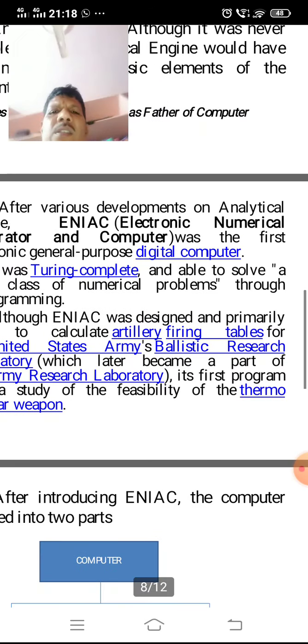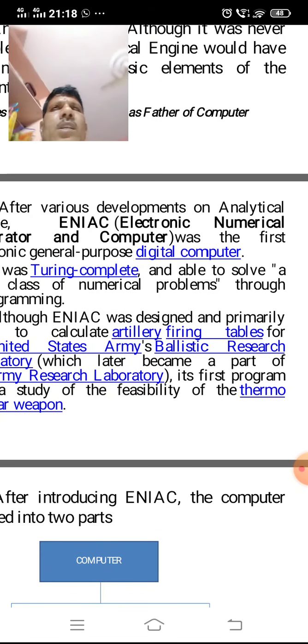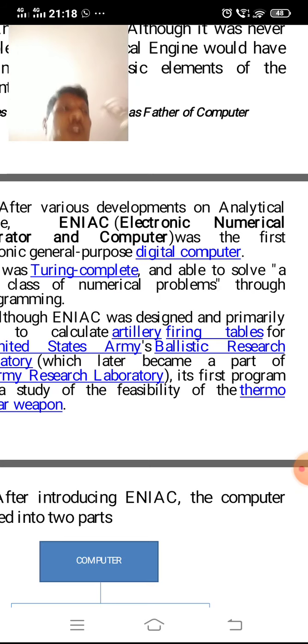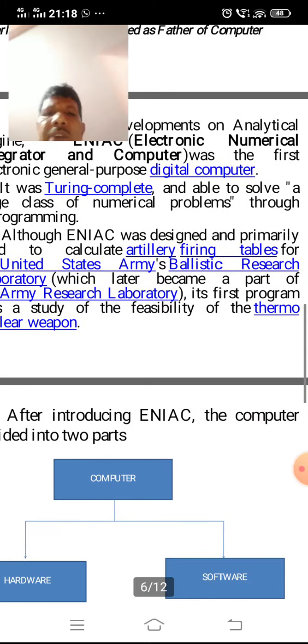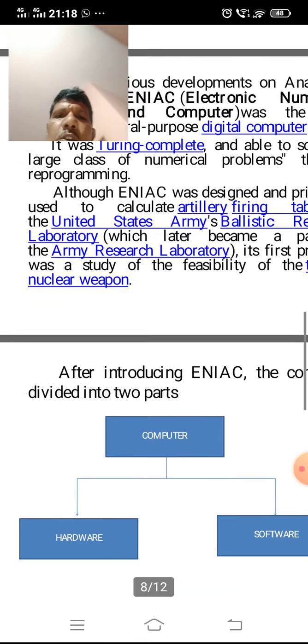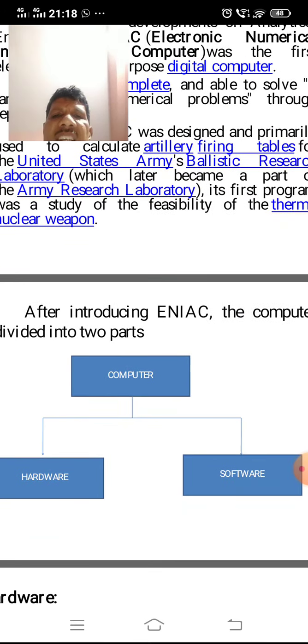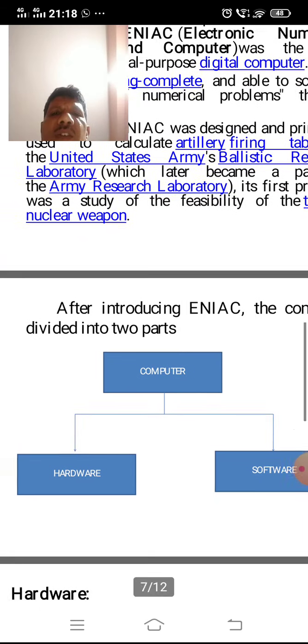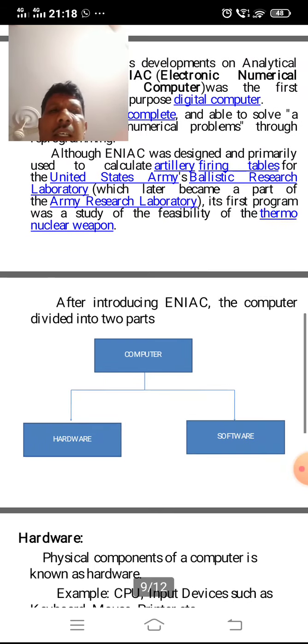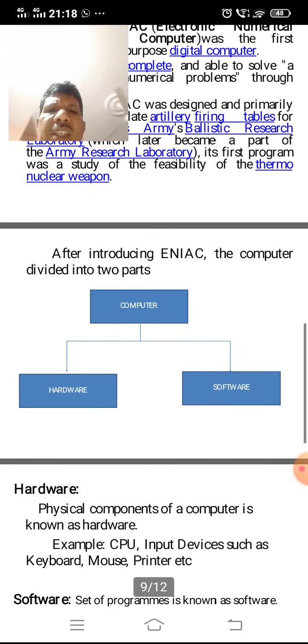But based on the ENIAC only, computer development was made, and after introducing the ENIAC, the computer divided into two parts: one is hardware and the second one is software. In two ways the computer was developed, that is, hardware side development and software side development.